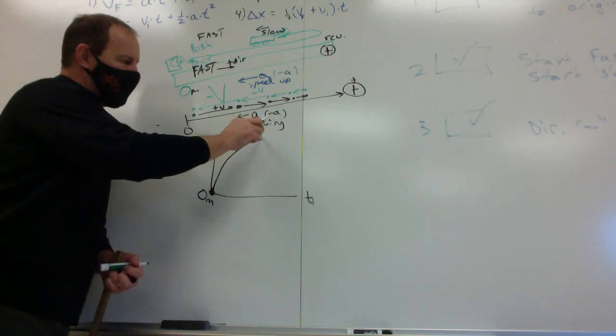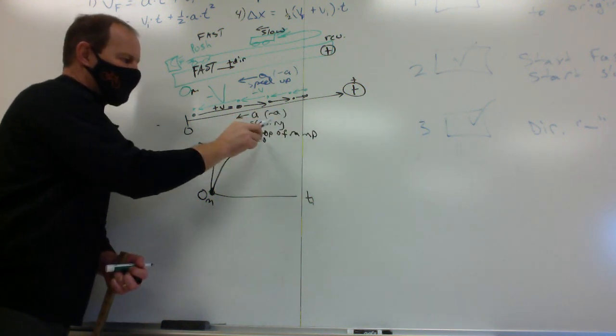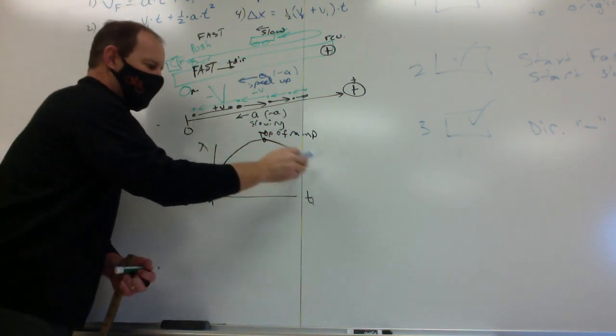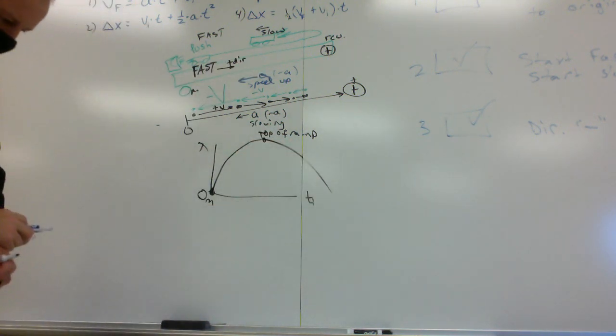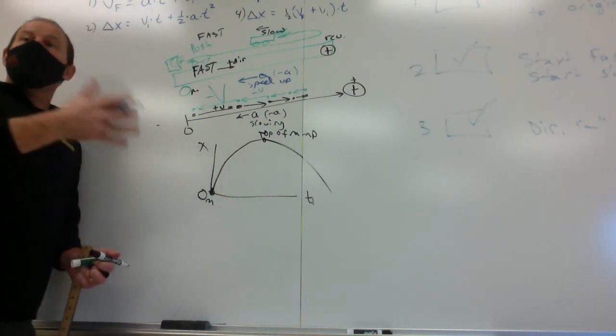So at the top of the ramp, we're going to be kind of at the top of this hill. As we speed up going the other way, then it looks like one of the other ones. I forget which one. So our position time graph is going to look like a full parabola.